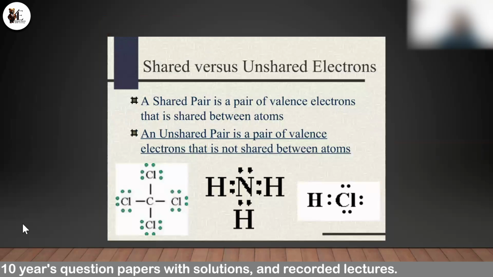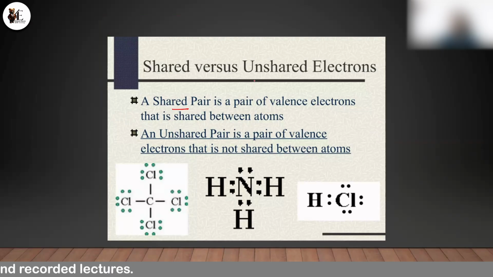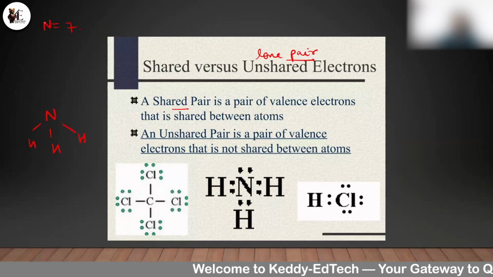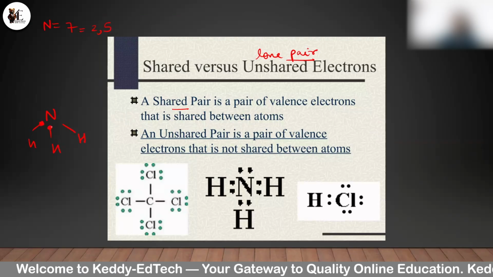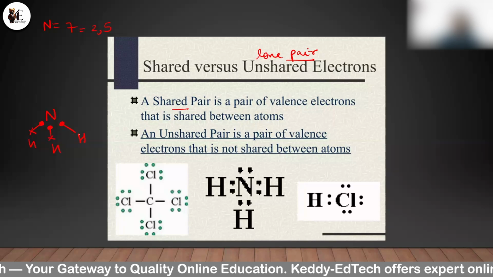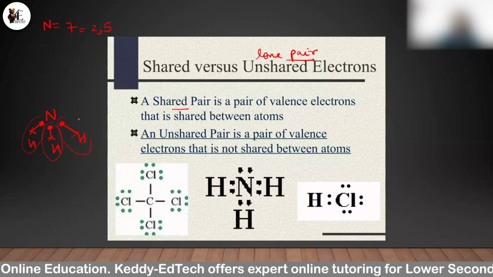Next is shared versus unshared pairs of electrons. A shared pair is a pair of valence electrons which is shared between both the atoms, and an unshared pair, also called a lone pair of electrons, is not shared between the atoms. For example, let us see ammonia, NH3. The electronic configuration of nitrogen is 2,5. One electron of nitrogen is here, one here, and one here. Hydrogen's electron is here, here, and here. That means hydrogen completes its duplet by sharing one electron with nitrogen.